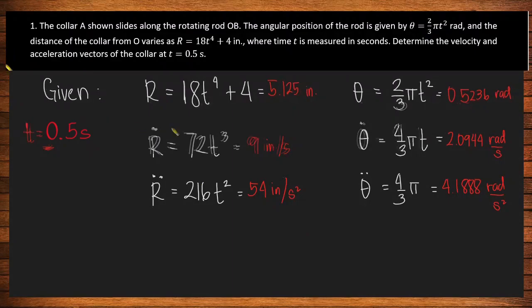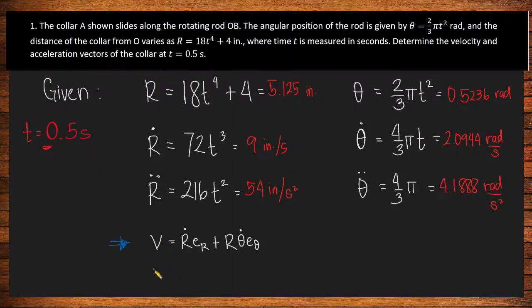From the equations we have previously derived in our previous video, the velocity components can now be calculated. So, isa-substitute lang natin yung mga values na to doon sa equation natin for our velocity. For the radial component, that will simply be equal to our r dot at t equal to 0.5 seconds. Therefore, we have 9 inches per second.